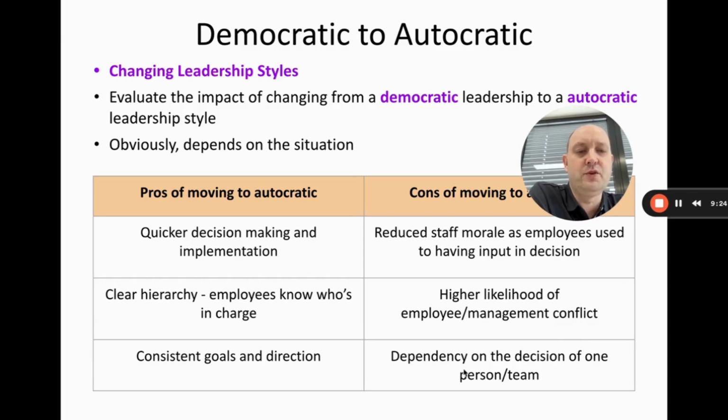And now we're going to have more dependency on the decision of one person or a team. Because previously under democratic, lots of people are proposing ideas, and now we just have one person or one team making decisions. So you could argue that we become dependent on them, and you could argue that there's worse decision making because we're not listening to everyone. And somebody's going to have a good idea somewhere.